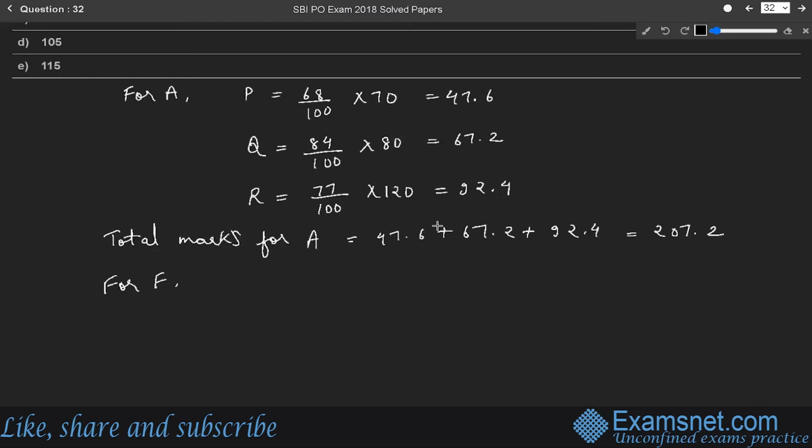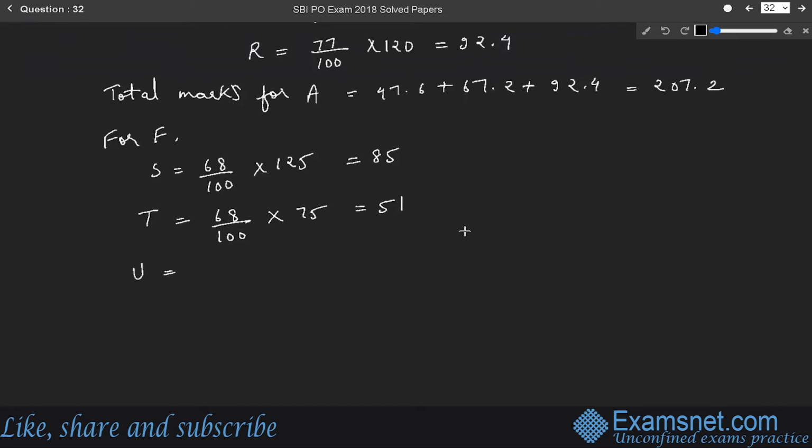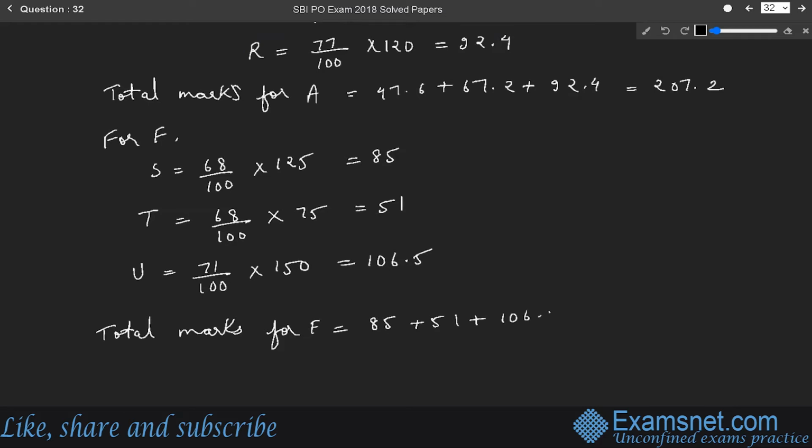So for F, the marks obtained in S is equal to 68 upon 100 into 125, which gives 85. Marks obtained by F in subject T will be equal to 68 upon 100 into 75, which gives 51. And marks obtained by F in subject U is equal to 71 upon 100 into 150. So it will give 106.5. So the total marks obtained by F will be equal to 85 plus 51 plus 106.5.